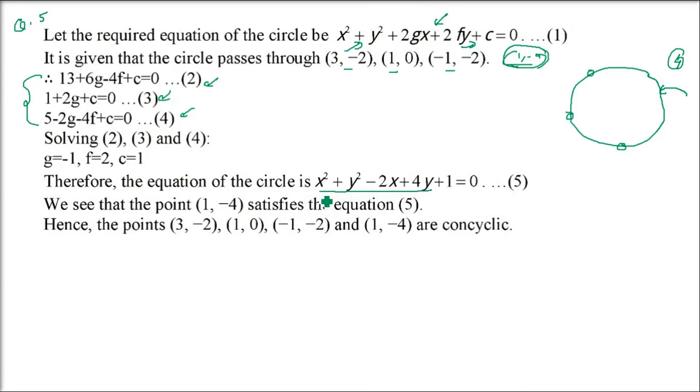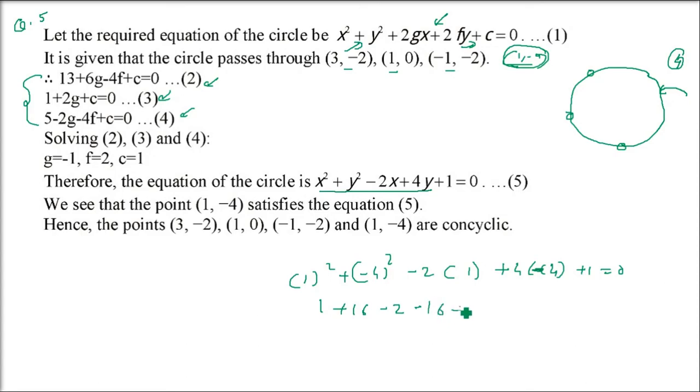Now put 1 and -4 and see whether it satisfies this equation. If it satisfies the equation, then the fourth point is also on the circle. So I'm putting 1 and -4 here. 1 square plus 4 square minus 2 into 1 plus 4 into -4 plus 1 equals 0. That is 1 plus 16 minus 2 minus 16 plus 1. The 16 cancels, and 1 plus 1 is 2, 2 minus 2 is 0. So you get 0 equals 0. It has satisfied the equation, which means all 4 points are concyclic. You can take any 3 to start with. There is no restriction.